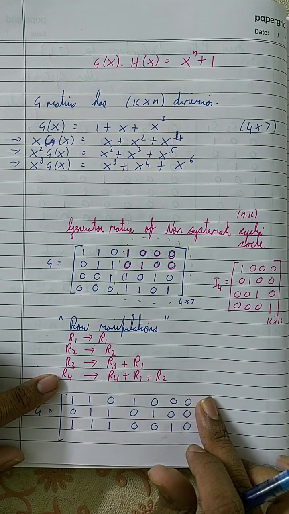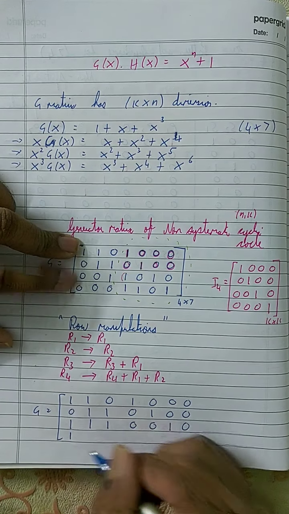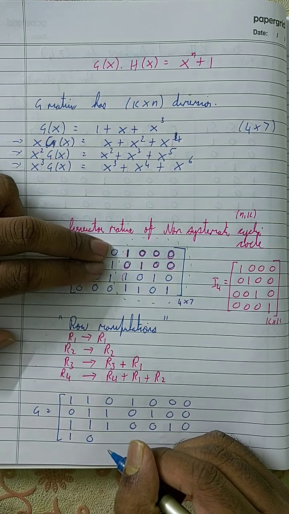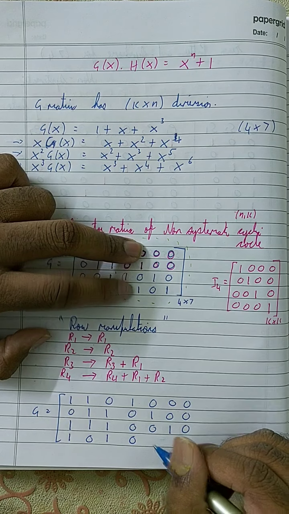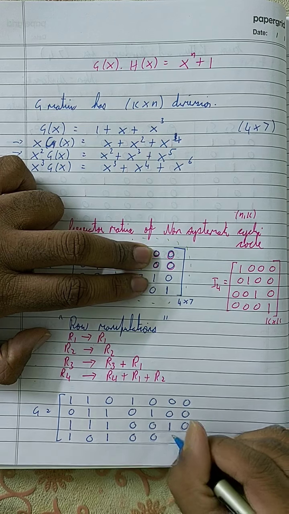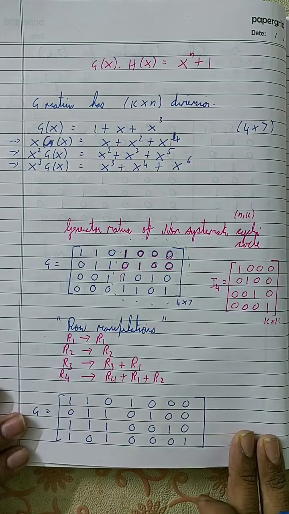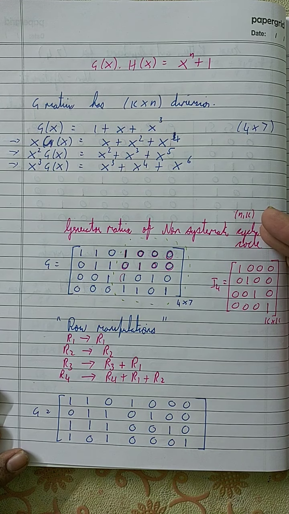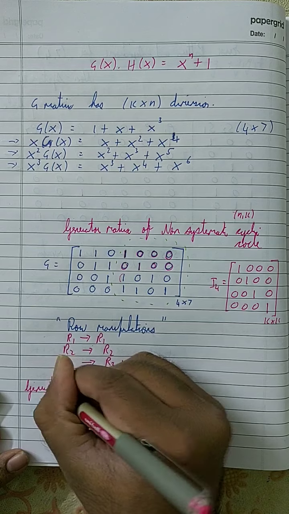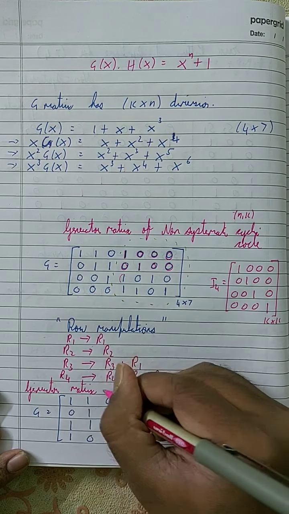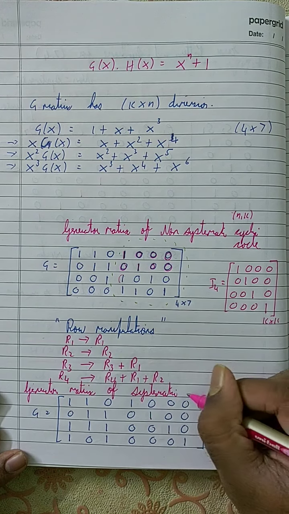And what about the fourth row? Fourth row is nothing but the first row and second row added with the fourth row, which means 1 plus 0 plus 0 is 1, 1 plus 1 plus 0 is 0, 0 plus 1 plus 0 is 1, 1 plus 0 plus 1 is 0, 0 plus 1 plus 1 is 0, 0 plus 0 plus 0 is 0, 0 plus 0 plus 1 is 1. There. So now, from the generator matrix of non-systematic cyclic code, I have created the generator matrix of systematic cyclic code.